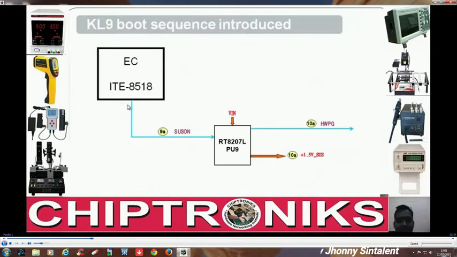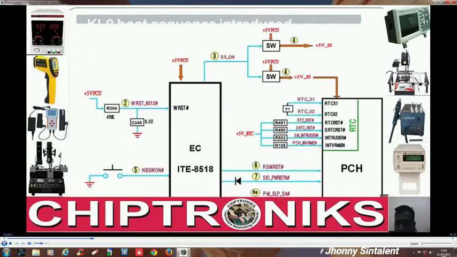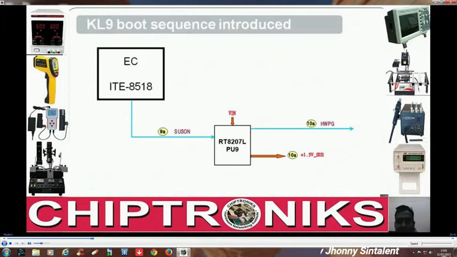So this is the 9A step, and after getting these two signals, PM underscore SLP S4 and PM underscore SLP S3, the EC will generate a SUS on. This is the 9A step, SUS on to RT8207L denoted by PU9, and it will generate 1.5 volt underscore SUS. And again this is a voltage regulator, so it will generate a power good, H power good. So this is the 9A step, and this is the 10A step.